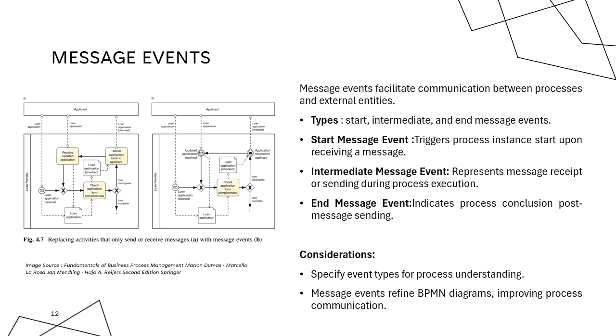Then come intermediate message events. They denote the receipt or sending of messages during process execution. They replace activities solely focused on message exchange, thereby enhancing process clarity and simplifying representation. Now we talk about end message events. Distinguished by a darkened envelope symbol, they mark the conclusion of a process after sending a message. They provide a clear representation of message sending activities, signifying the completion of workflow tasks.